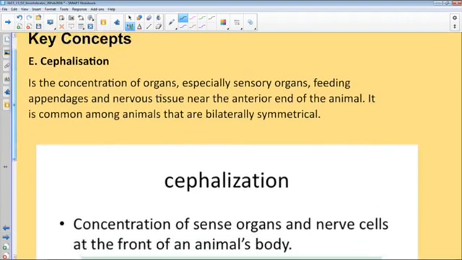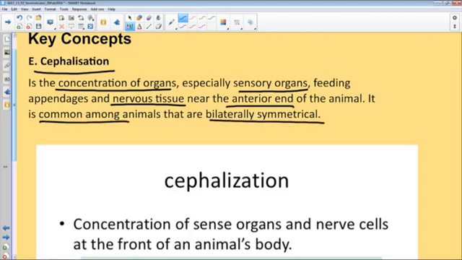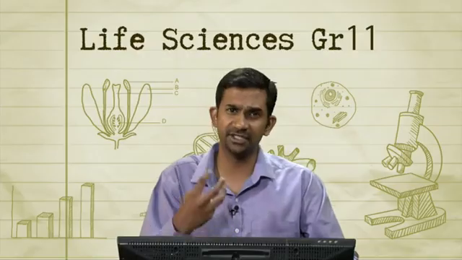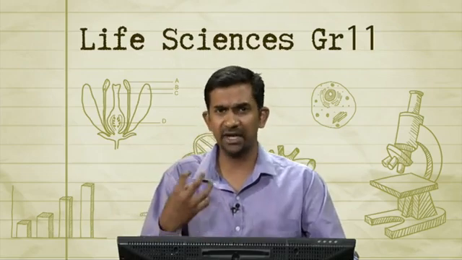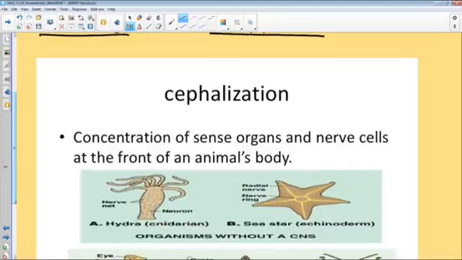And finally, the last key feature we're looking at is cephalization. What is cephalization? It is basically the concentration of organs, especially the sensory organs, around the anterior end of the animal. These are generally a concentration of nervous tissue around the head, around the opening of the mouth. And we see this among organisms that are generally bilaterally symmetrical. So cephalization refers to the development of a brain or an area of specialization which has a high concentration of nerves which control and coordinate nervous functioning and body function.